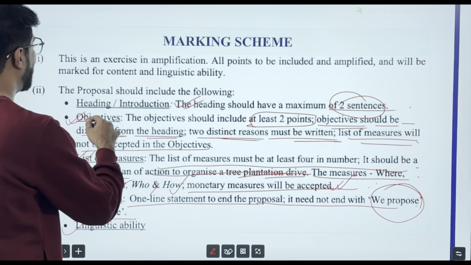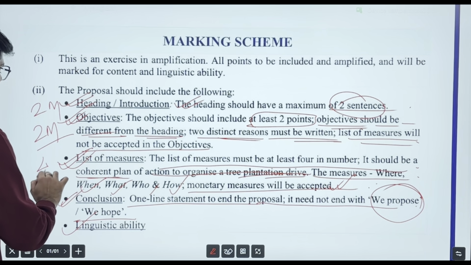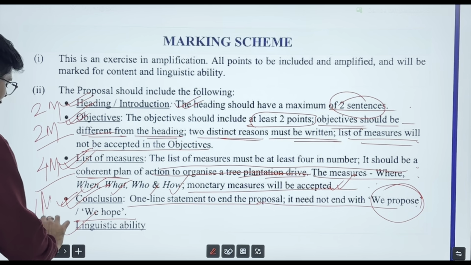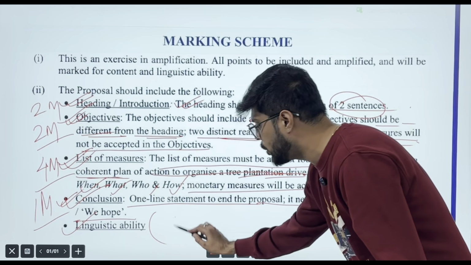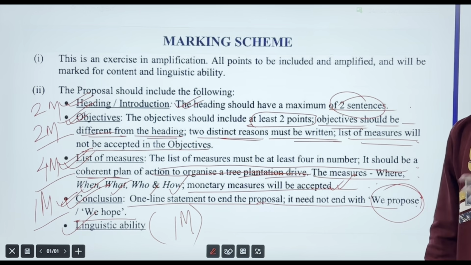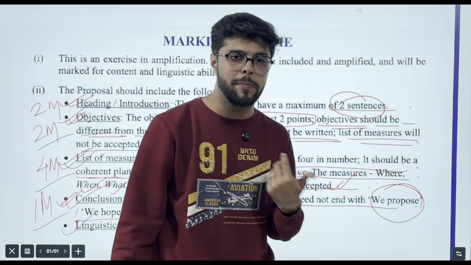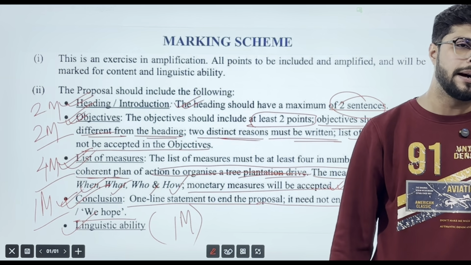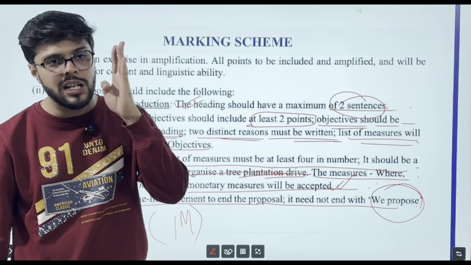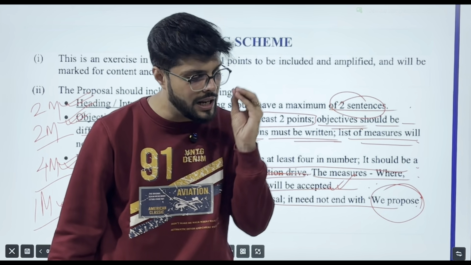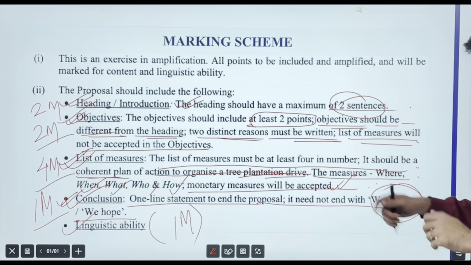So what is the marking pattern? For heading we award you 2 marks, for objective we give you 2 marks, for list of measures there are 4 marks, for conclusion there is 1 mark, and for your overall linguistic ability, your coherency and everything, we award you 1 mark. So if you don't make any grammatical error or error related to punctuation or tenses or prepositions or anything, then we might award you a 10 on 10. Otherwise, you should be looking at least 9 out of 10 in proposal. You should get that, okay? This is a place where you shouldn't be losing any marks.